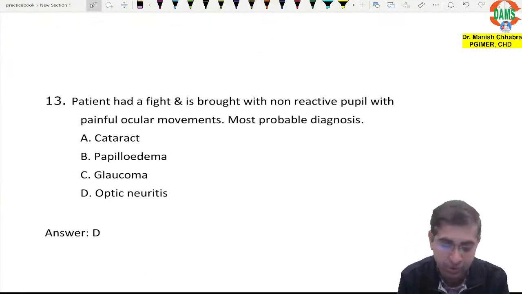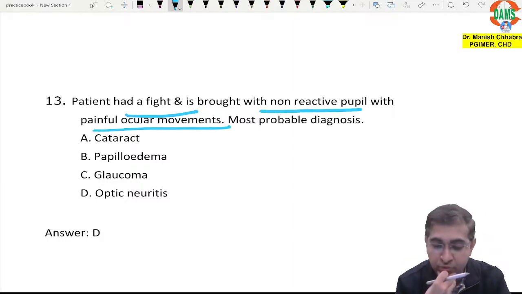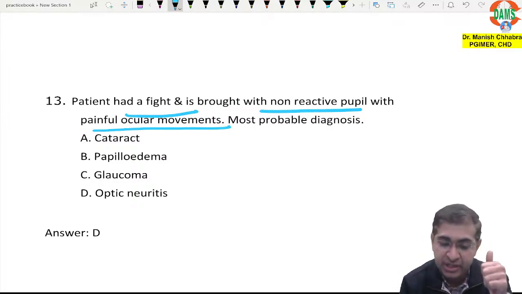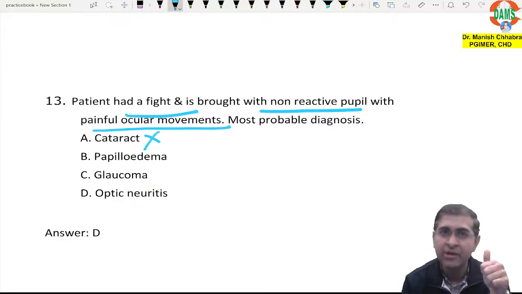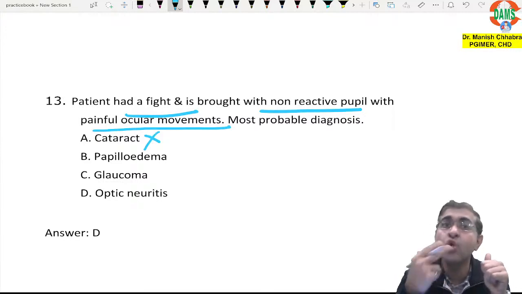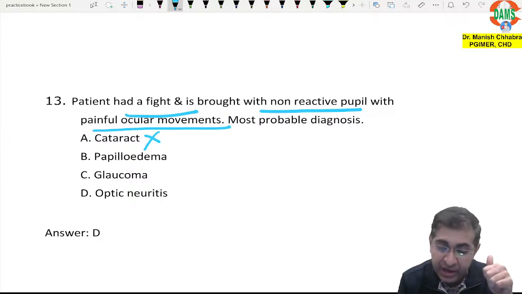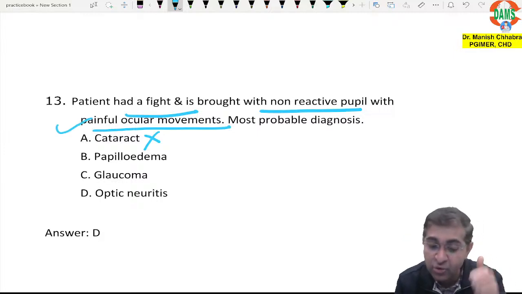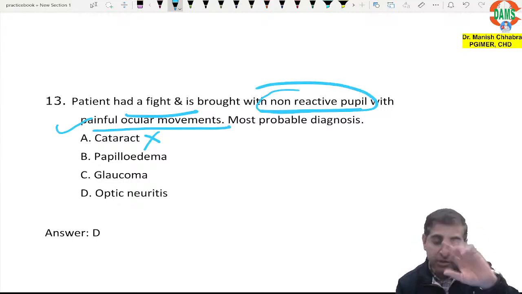Very good. Wonderful. Okay. Now, a patient had a fight and is brought with a non-reactive pupil with painful ocular movements. Most probable diagnosis is, so first, cataract. Are there any painful ocular movements? No. Why in cataract would there be painful ocular movement? Cataract will be slow, painless, progressive loss of vision. Here there are painful ocular movements and the pupil is non-reactive. In cataract the pupil will be reactive.